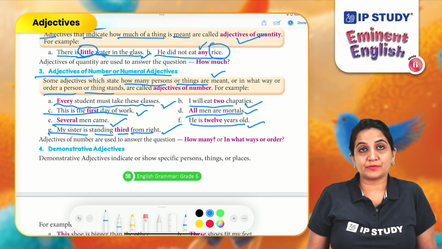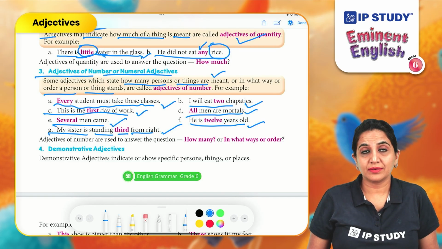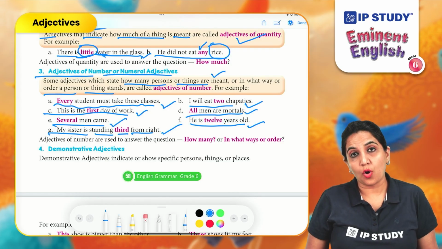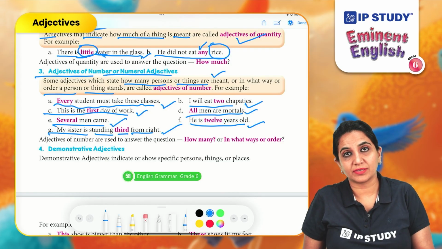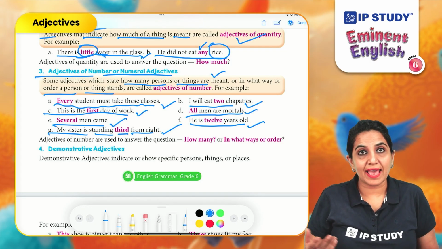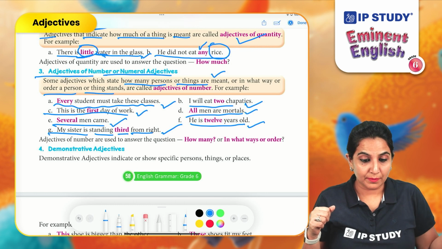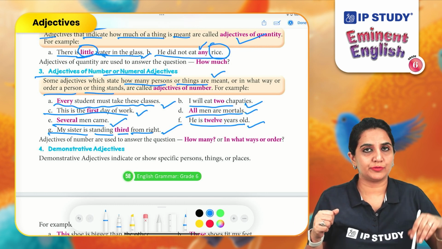That means adjectives of number are used to answer the question how many, in what ways, or in what order someone or something is. Like, how many students? Every student. How many chapatis? 2 chapatis. My sister is standing third from the right.